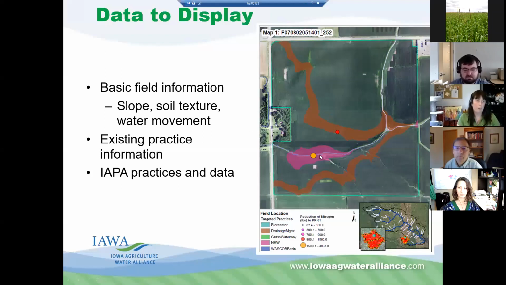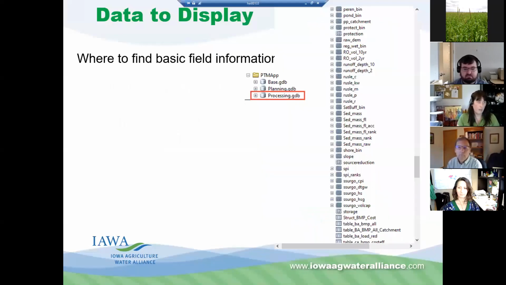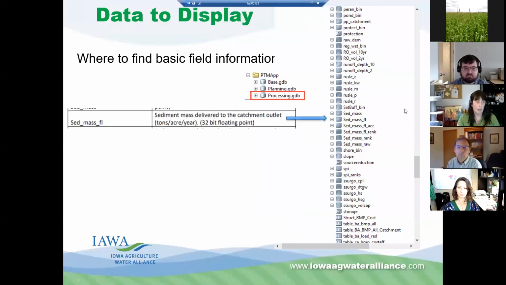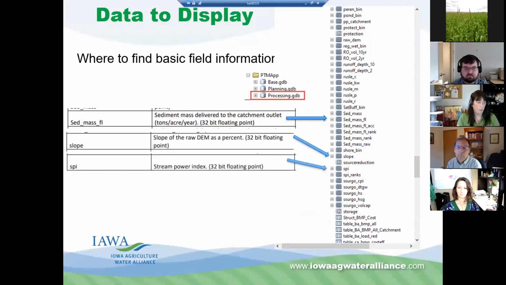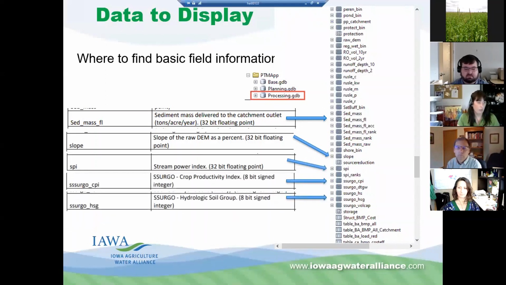All right, yeah, and we'll get into a little bit more about this information and how to pick and choose what you're going on. So where to find a lot of this information? A lot of this is from the PTMAP database. A lot of it's from ACPF, but here are some quick options that a lot of other clients have wanted to use. We have what's called the sedmass flow. So it's sediment delivered to the catchment outlet.